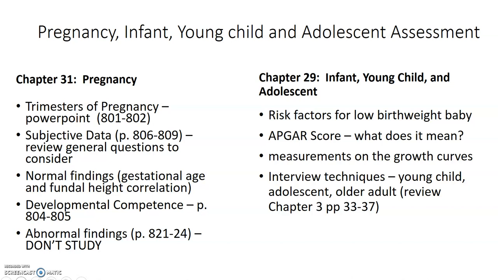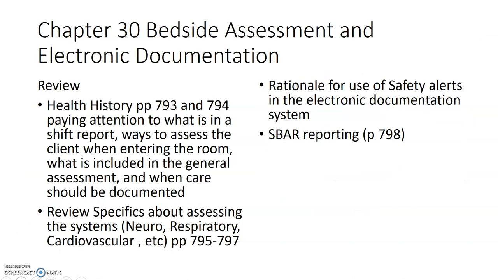Chapter 29 focuses on the assessment of infants, young children, and adolescents. Of note to remember is that infants are typically examined supine on a warming or examination table. You should also remember the assessment techniques for young children, adolescents, and older adults that you learned from Chapter 3 earlier this semester. The APGAR score is conducted at 1 and 5 minutes after birth and indicates how well the infant is adapting to life outside the uterus.